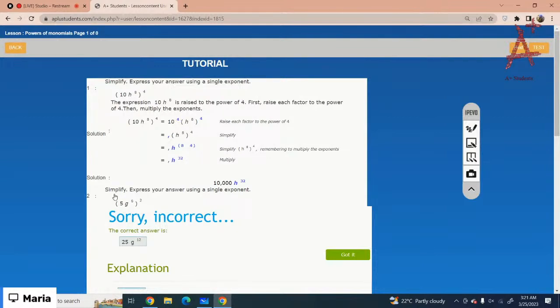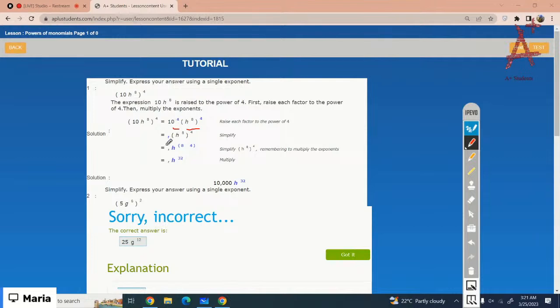Got it? Basically, the concept here is you're going to learn how to work with the powers. Here we have 10 h to the 8, all to the exponent 4. Here 4 is the exponent of both 10 and h to the 8. So it is 10 to the 4 and h to the 8 times 4. Got it? Basically, h to the 8 times 4 means you have to multiply the powers. You need to do 8 times 4. 8 times 4 is 32.